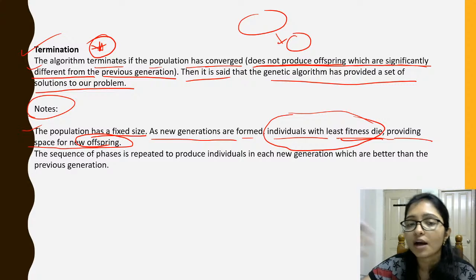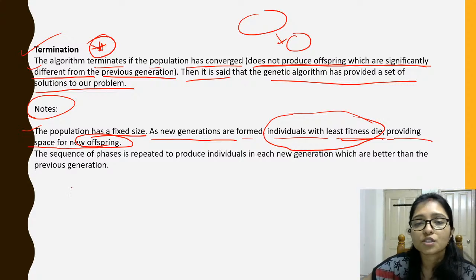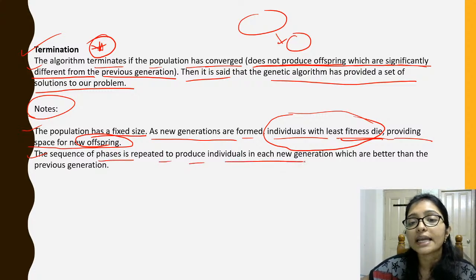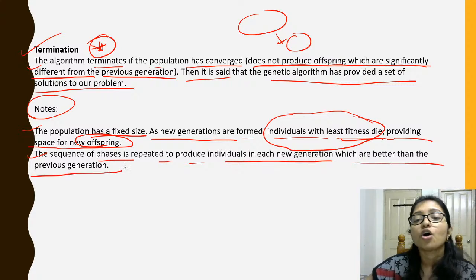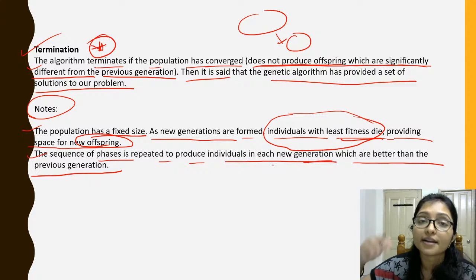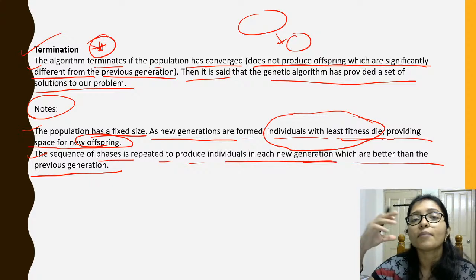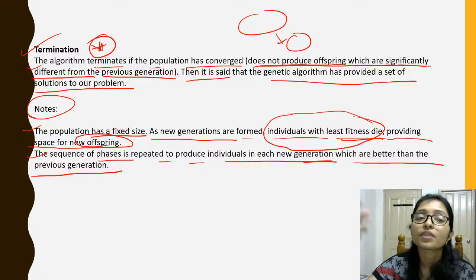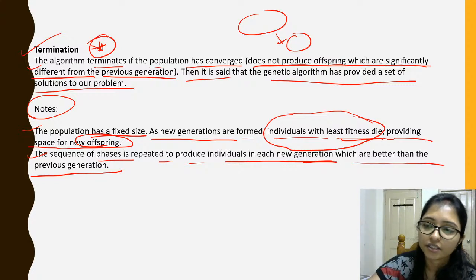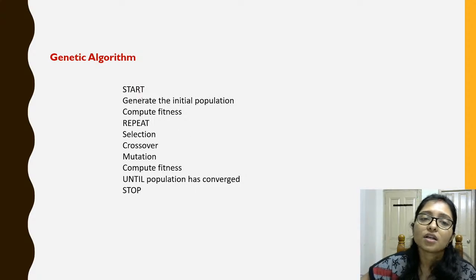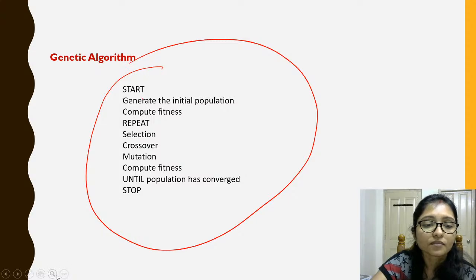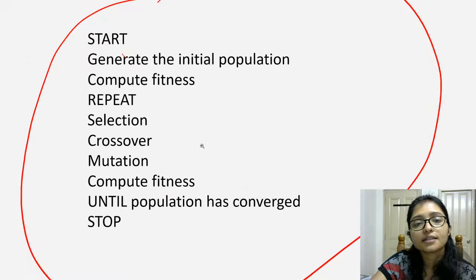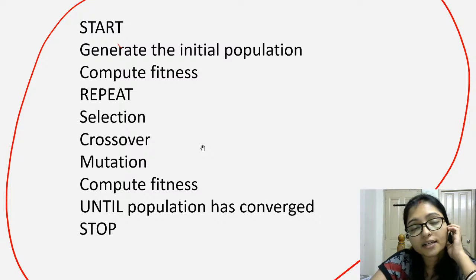New offspring will come here, that is how space is provided. The sequence of phases is meant to produce individuals in each new generation which are better than the previous generation. Always the new generation will be better than the previous generation. When the betterness is not there, when it is the same, then it is the termination condition, right? So this is the algorithm, just see the algorithm. This is the genetic algorithm, just go through it.